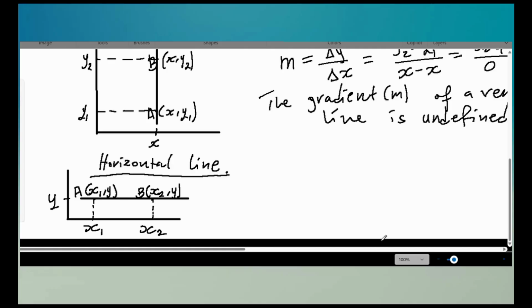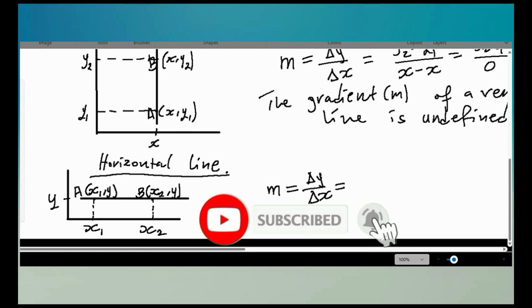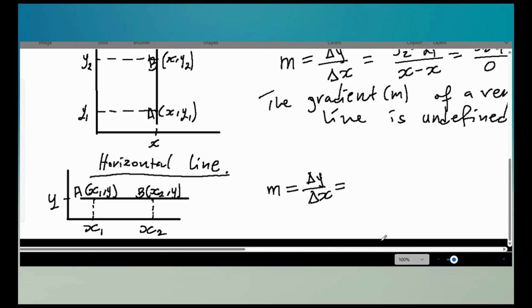y. Right. Now, from the definition of the gradient again, we said m is going to be the change in y all over change in x. But what's going to be the change in our y? Actually, the y on point A is going to be the same y on point B. That is to say that if the y is 2, then at point A, the y is going to be 2. Point B, the y is also going to be 2. So if I'm looking for the change in y, it's just going to be y minus y.